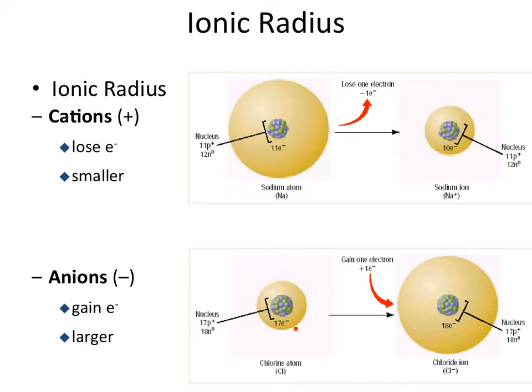Chlorine atoms have 17 protons, 17 electrons. If I pick up an electron to form a chloride ion, I still have the same number of protons. I have 17 protons, but now I have 18 electrons to contend with. So the effective nuclear charge in this case is going to be diminished. Those protons are going to now have to hold on to an extra electron. So the size of the anion is going to increase with respect to the parent atom. So cations are going to decrease in size when compared to the parent atom, and anions are going to increase when compared to their parent atom.